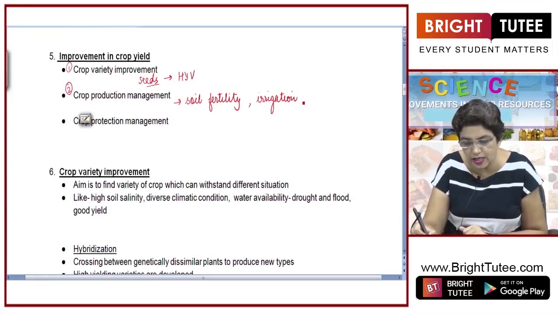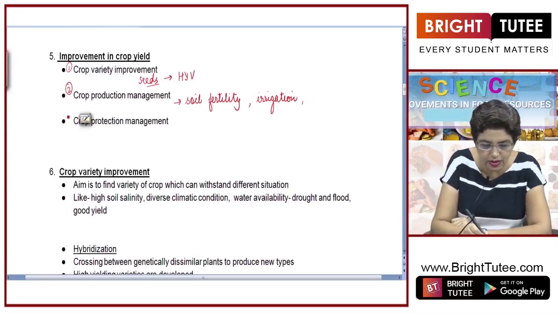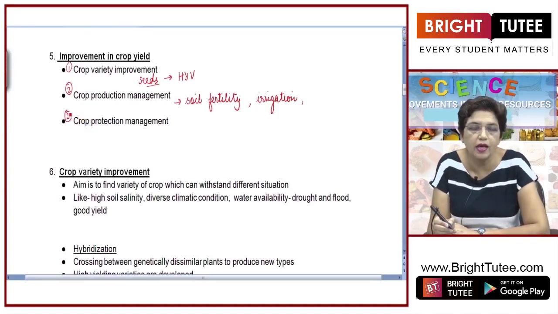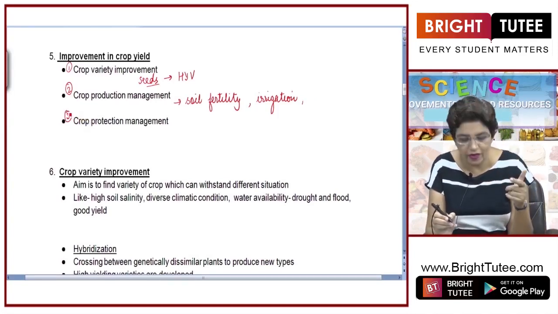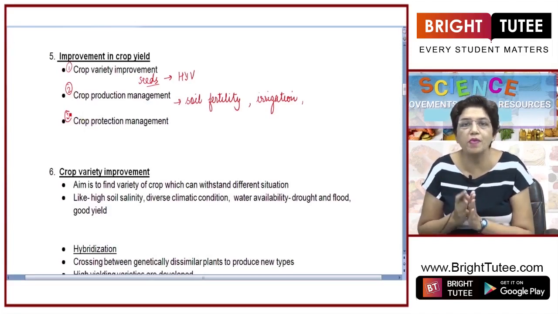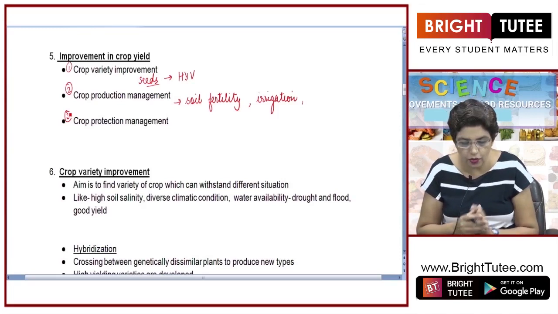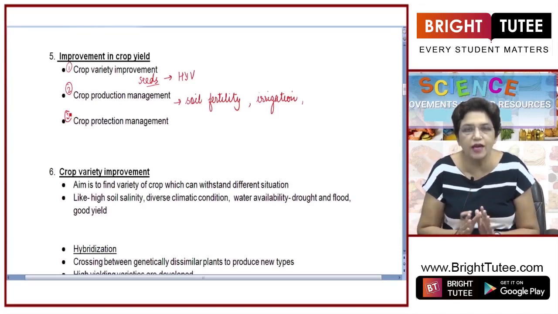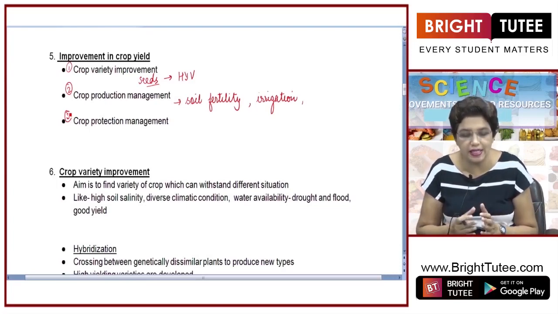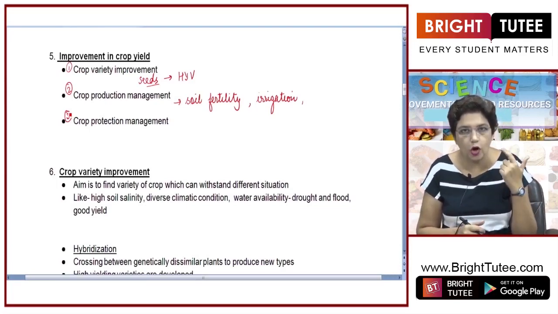All right, and the third step is how to protect the crops. This protection is done when the crops are growing and also after harvesting. Protection from insects, protection from pathogen causing diseases, protection from rodents. So basically improvement in crop yield can be divided into these 3 steps. Now in this chapter I'll take up all these 3 steps in much detail: crop variety improvement, crop production management and crop protection management.